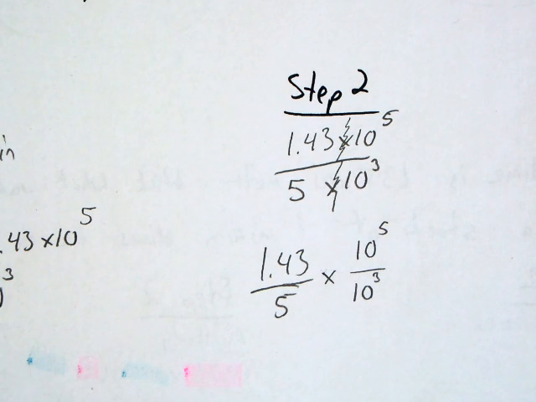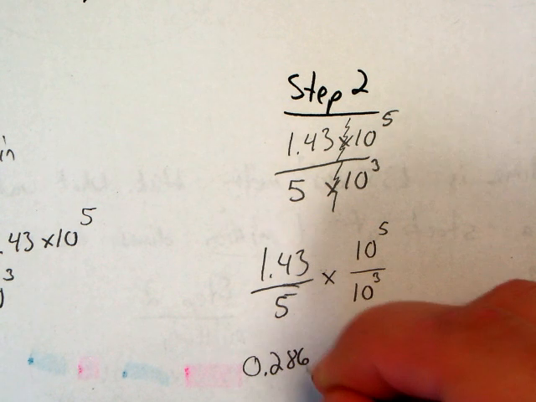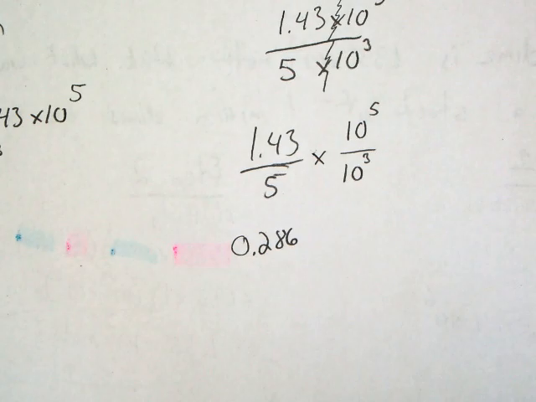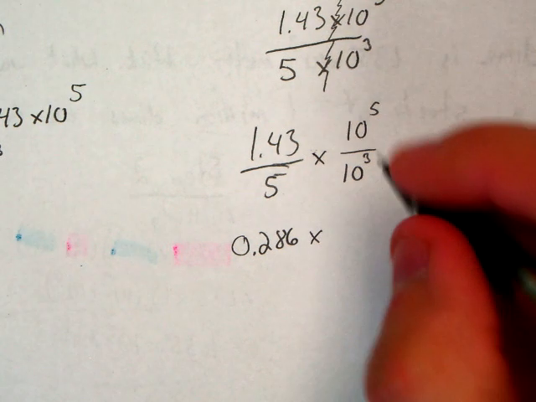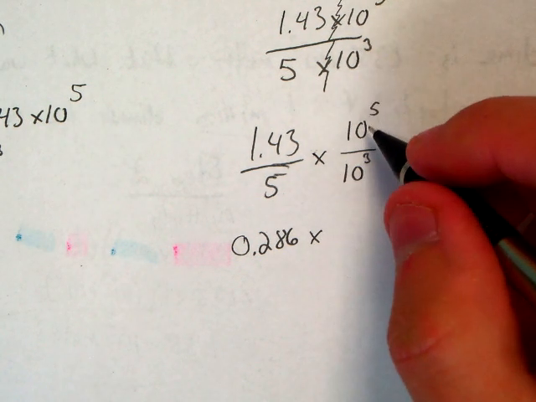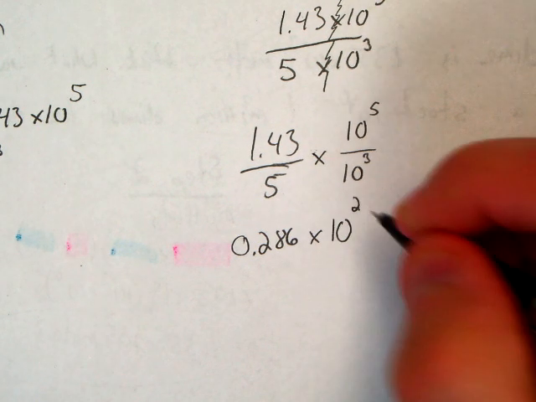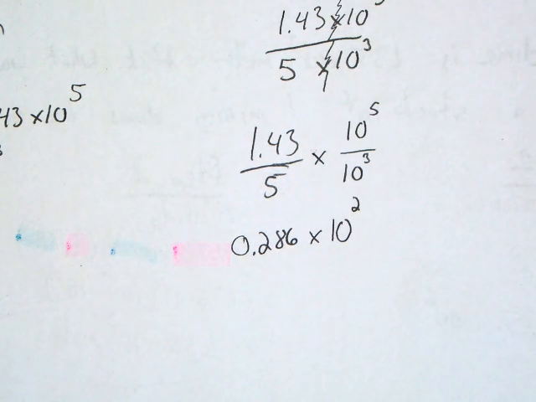First one here, 1.43 divided by 5 is 0.286. 10 to the 5th divided by 10 to the 3rd. We're doing quotient of powers here, so we're going to subtract the exponents. So I have 10 to the 2nd.